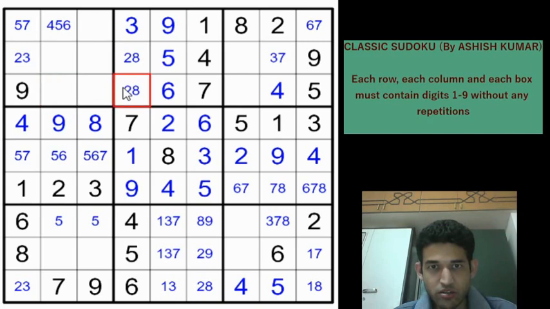Right, let's look at row 3 now. 4, 5, 6, 7 and 9 have been placed. Remaining digits are 1, 2, 3 and 8. But 2 and 8 is not going to be here, so this will be a 1 or a 3. This will be a 1 or a 3. And this cell can't be a 2, so this will be a 1, 3 or 8. And this cell can't be a 3 or 8, so it is going to be only a 1 or a 2. Right?